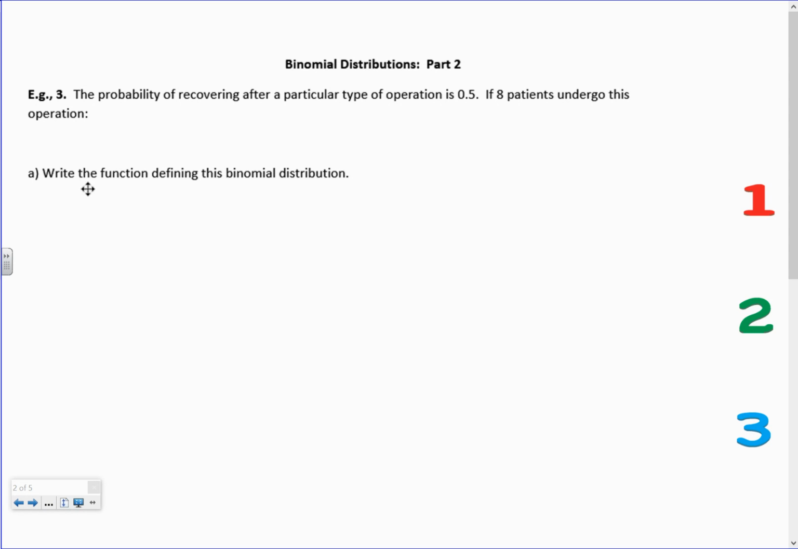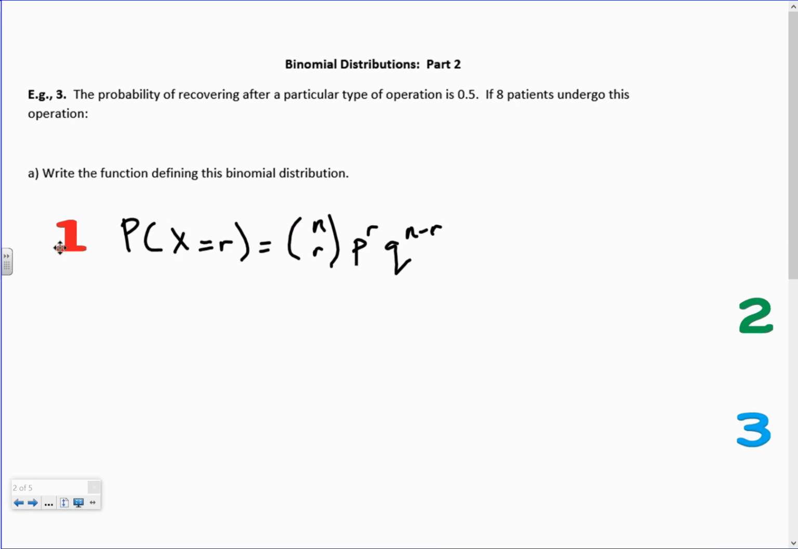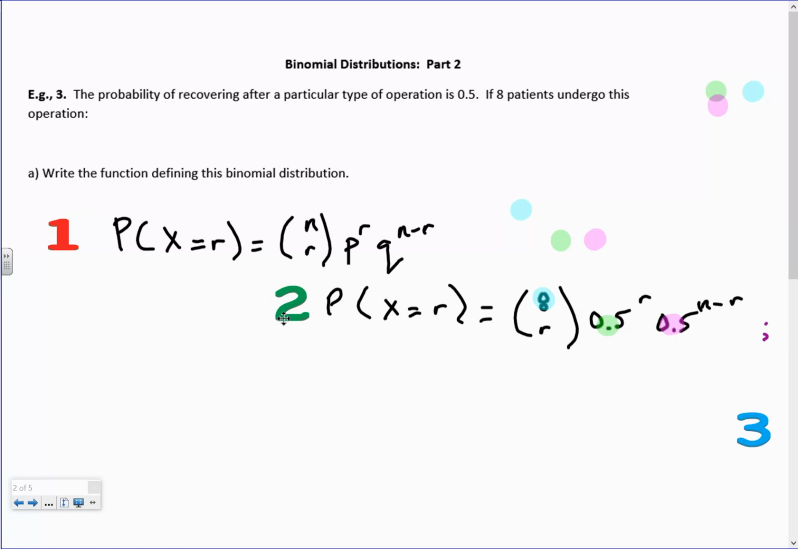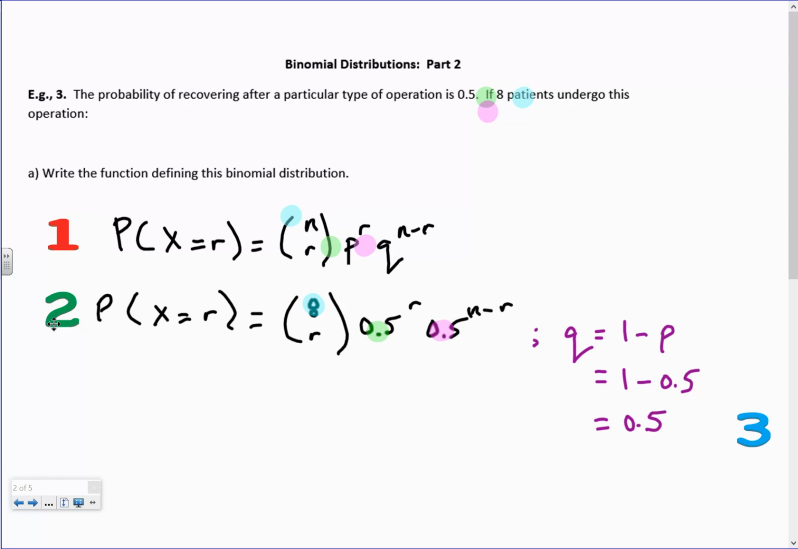One is to write the function defining the distribution. That means we need to go back and take the equation provided and use that to begin representing a solution to this problem. So our first step is to take the base relationship, and then, based on the information provided in our problem, we'll go ahead and do some highlighting here.